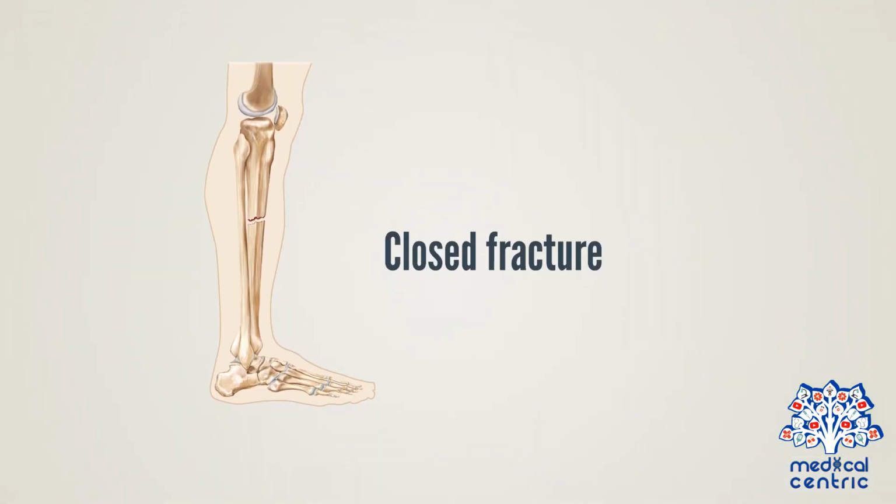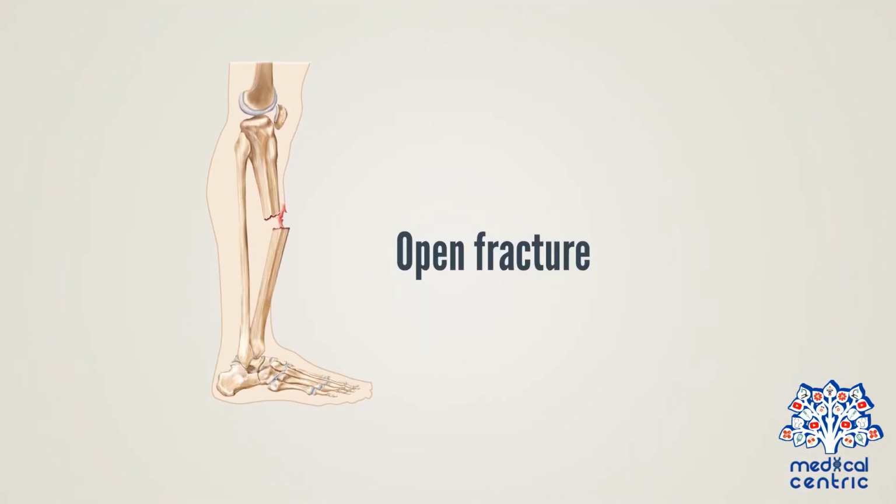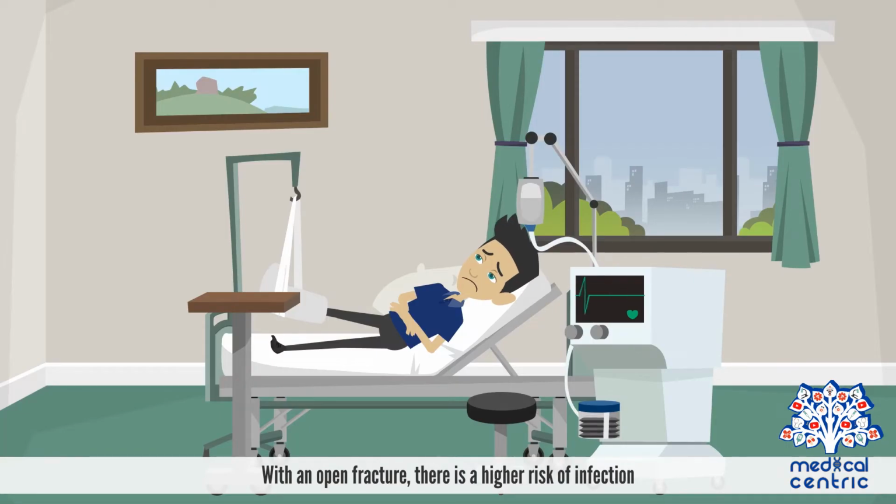Closed fracture. It is also a simple fracture. In a closed fracture, the broken bone does not break the underlying skin. Open fracture. In this type, the broken bone tears the skin and may thus expose the bone to contamination. With an open fracture, there is a high risk of infection.